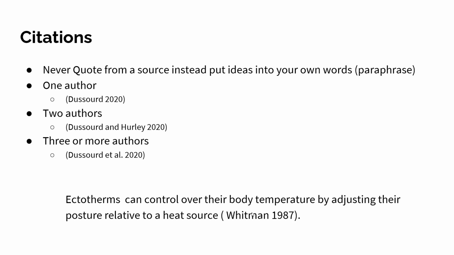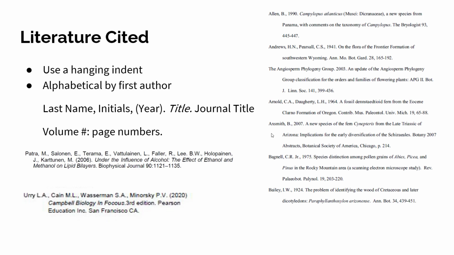Here's an example of a citation in a sentence. Ectotherms can control their body temperature by adjusting their posture relative to a heat source, Whitman, 1987. And then you would have to cite that in the literature cited section at the end of the paper. So you have citations in your text, and then at the end you have the lit cited section.